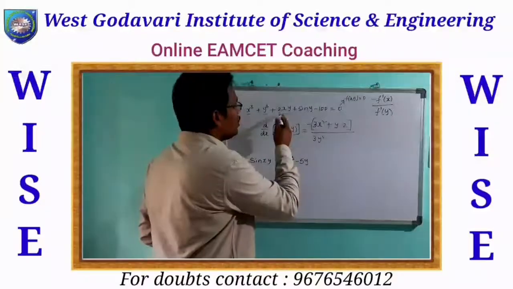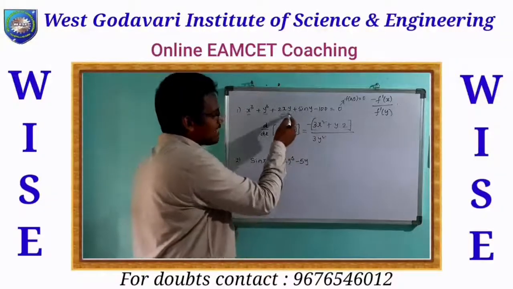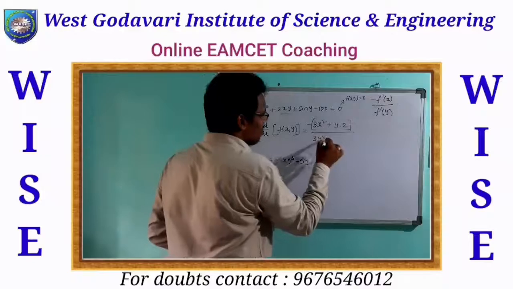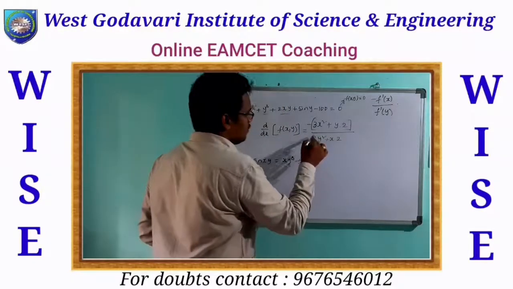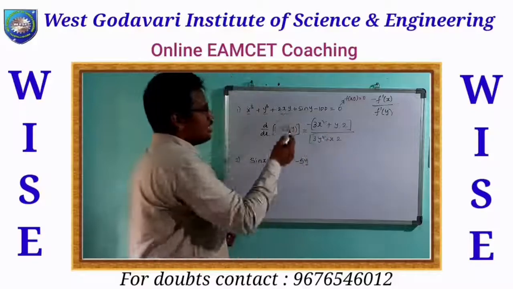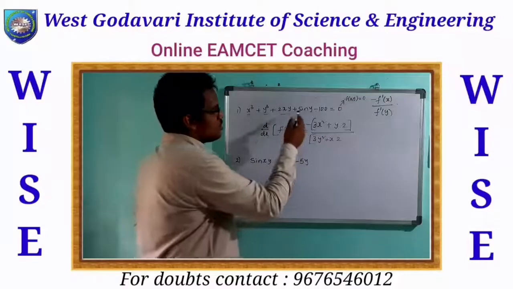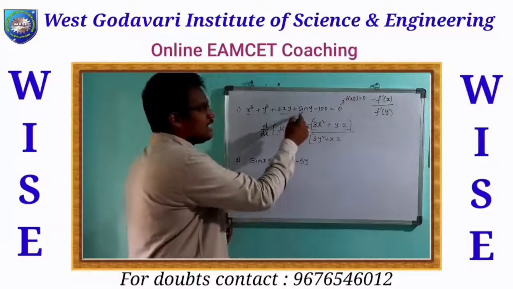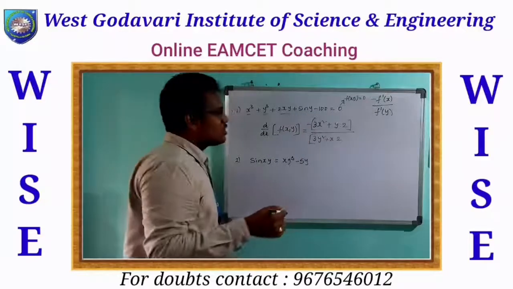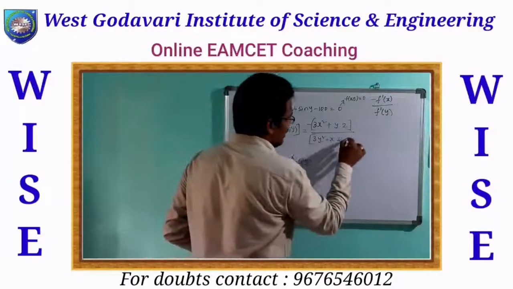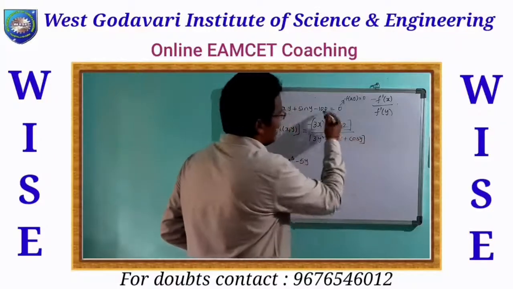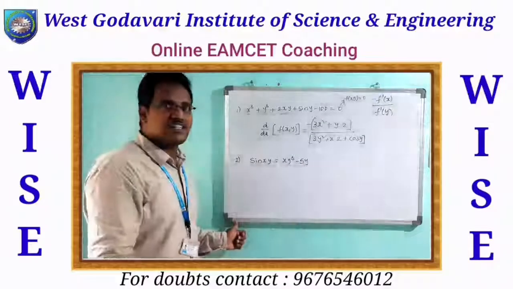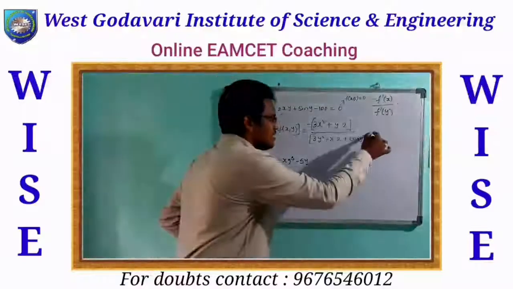Coming to the 2xy, in the 2xy, x is constant and 2 is the coefficient, so the derivative of 2xy with respect to y is 2x. Next coming to sin y, d by dy of sin y is cos y, and 100 also becomes 0 because it is a constant. So this is the answer for that.